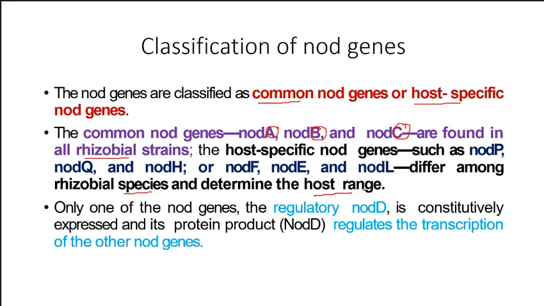Now only one of the NOD genes is a regulatory NOD gene. We have to remember that the regulatory NOD gene is the nodD gene, which is constitutively expressed. It is expressed all the time, and its protein product, capital NodD, regulates the transcription of all other NOD genes.